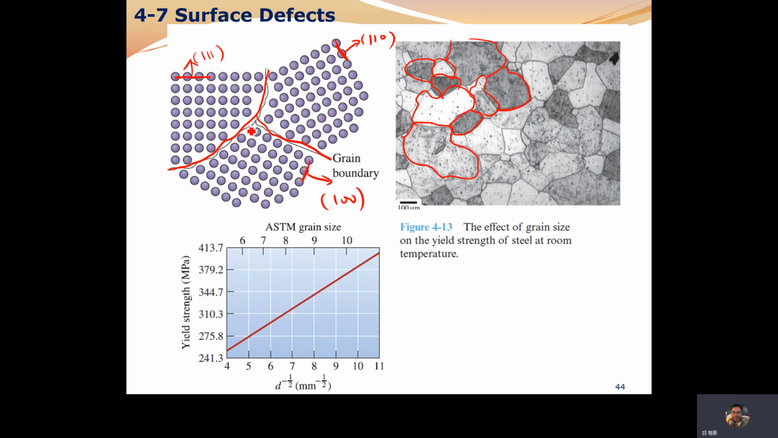Okay, if we have a higher density of grain boundaries, for example, this is a grain boundary, this is a grain boundary, so it's like this. So does the higher density, or the higher number of grain boundaries, give higher mechanical strength or not?